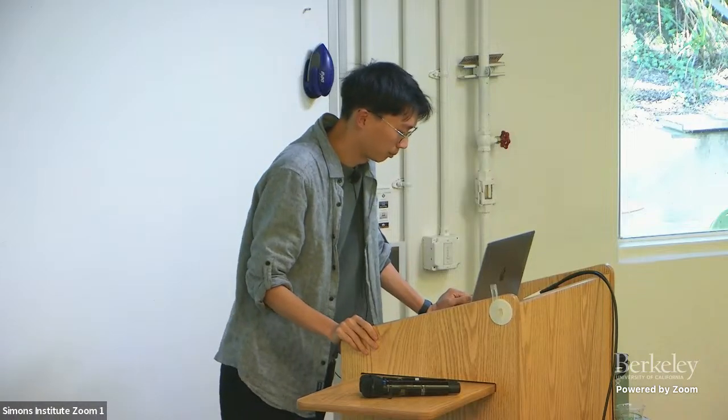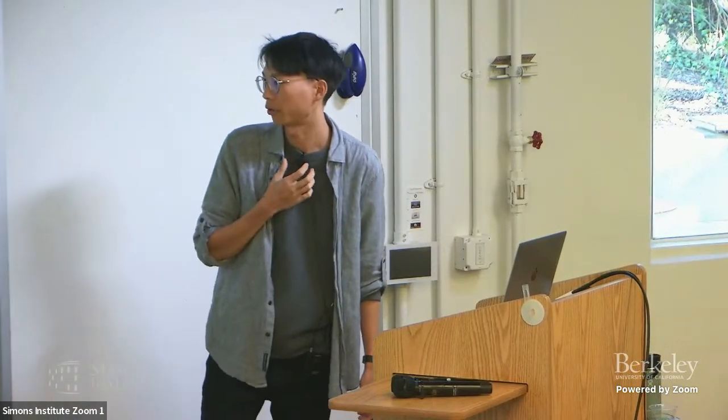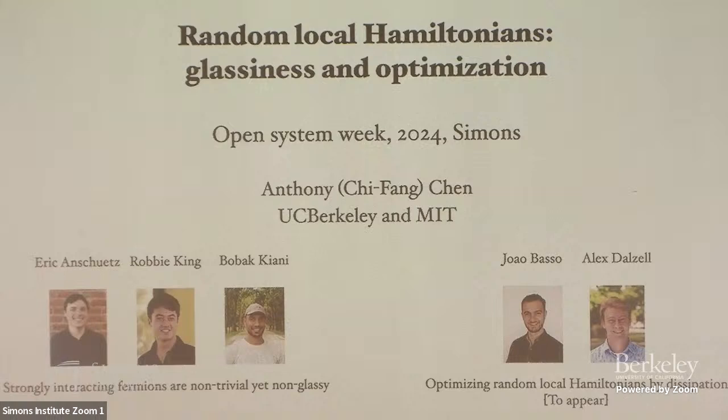This is actually about 2 papers, and some of the authors are here. The one that's already on arXiv is with Eric, Robbie, and Bobek. It's slightly more focused on fermions, but it also discusses random local Hamiltonians. There the focus is more about the spin glass aspects of these models. And then I also mention another one on the same topics with Joel, who's here, and Alex. This one is more on the optimization side, and also uses a Gibbs sampler in some form. This one will appear soon.